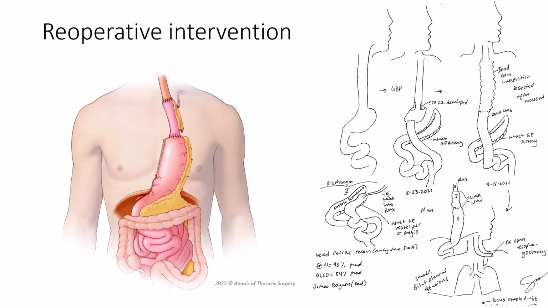Reoperative intervention is frequently required in some of these cases. In this particular case, the patient had gastric bypass, but had a remnant portion of the stomach that was left that was viable. However, in some cases where a gastric bypass has been performed as a Roux gastric bypass, there's a small gastric pouch, and the patient can develop cancer in the remnant of the gastric pouch.